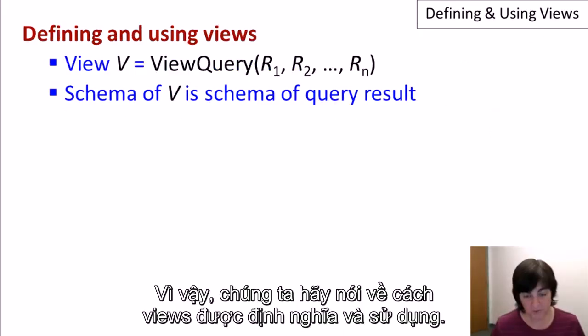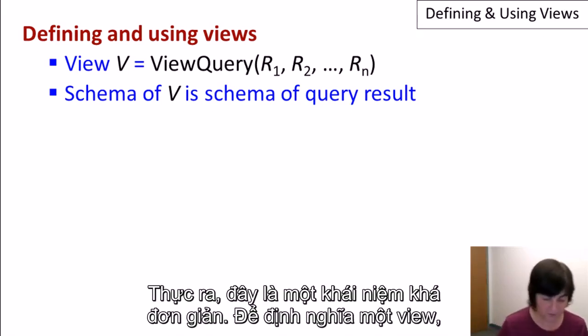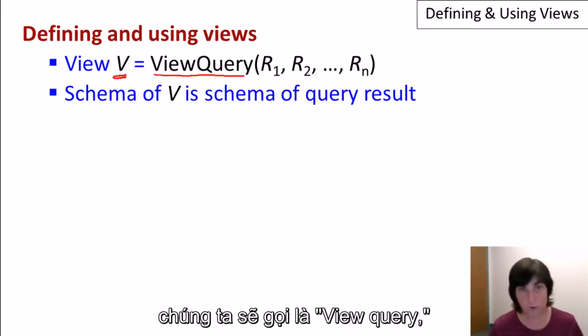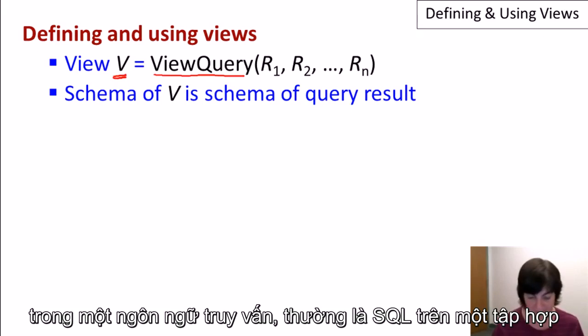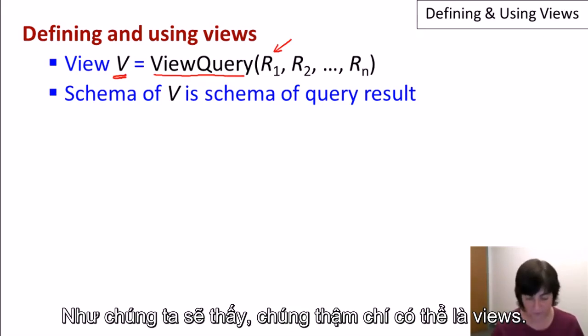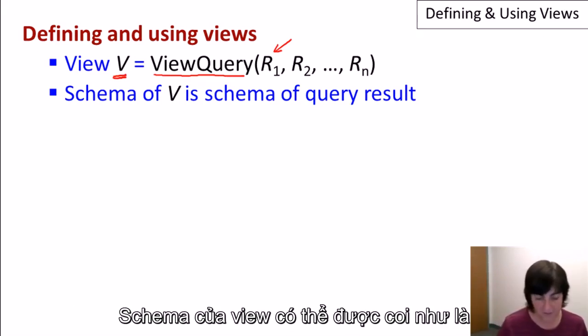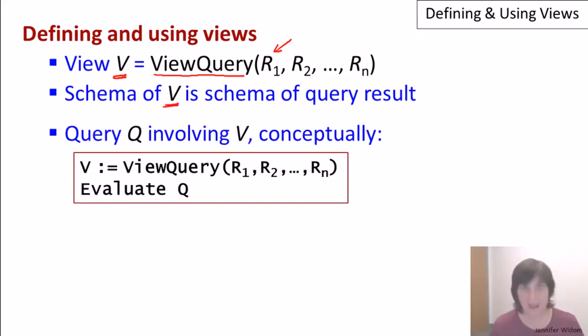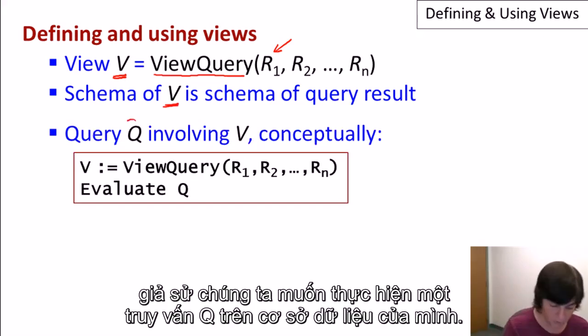So let's talk about how views are defined and used. It's actually a pretty simple concept. To define a view, which we'll call V, we specify a query, we'll just say view query, in a query language, typically in SQL, over a set of existing tables. As we'll see, those could even be views. The schema of the view, then, we can think of V like a table, is the schema of the result of that query.